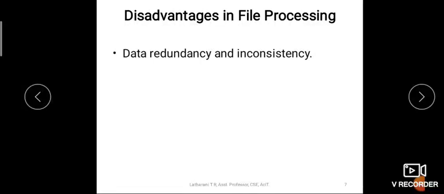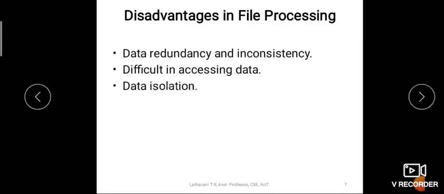If you store one type of data in one file, the same data may be stored in some other file also. There is no procedure for checking whether the data is redundantly stored or not in the file processing method. And it is difficult to access, because you have to find out in which file the data is present. There is no procedure for finding out where our data is present. So accessing is a problem.